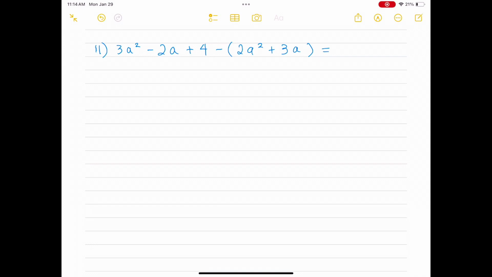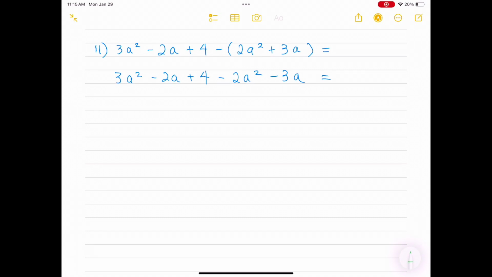So with this problem, we first copy down all of the terms that are not in a parenthesis in the beginning. So we have 3a squared minus 2a plus 4. Next, we have a negative sign in front of the parenthesis, which needs to be used to change the signs within the parenthesis. So 2a squared becomes minus 2a squared, and 3a becomes minus 3a. With that, we can remove the parenthesis.